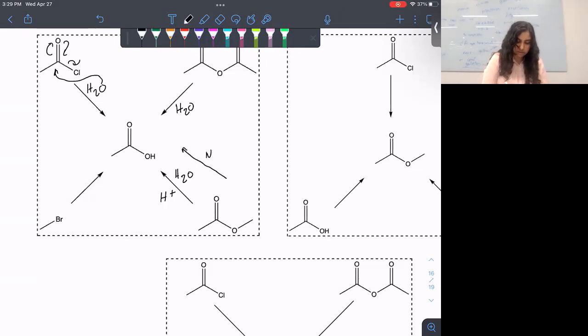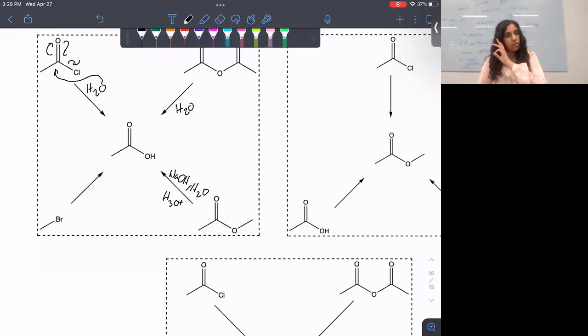You're going to have NaOH and H2O over H3O+. And you'll see those reagents being used. Actually, let me just make the actual arrow of that. So this is the most common way for ester hydrolysis.